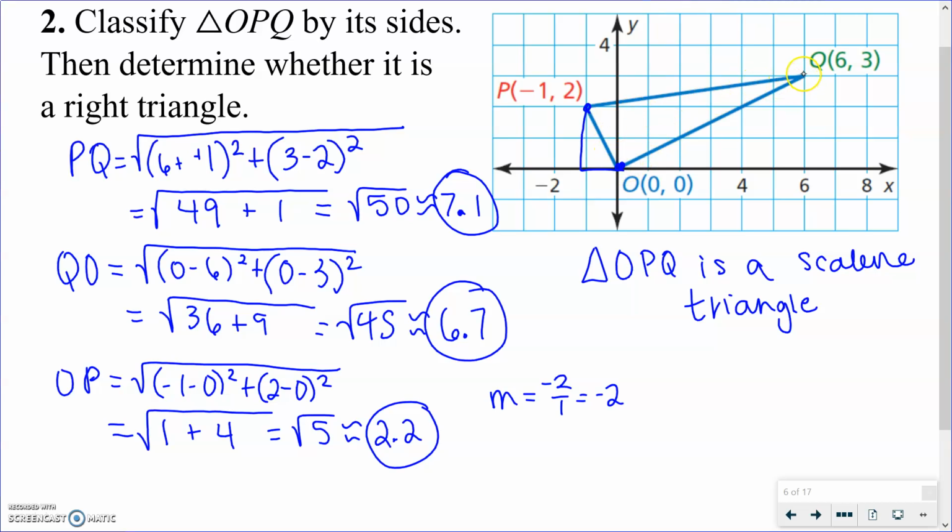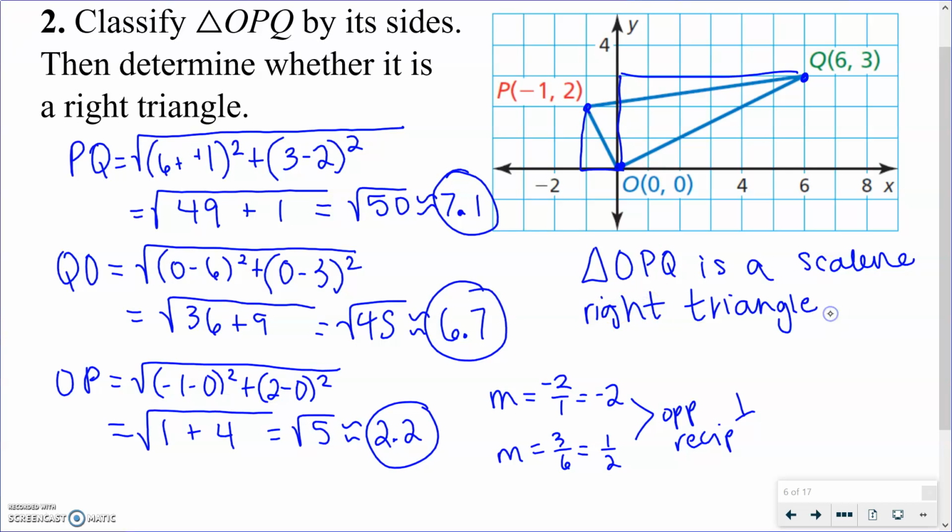And then I'm going to find the slope of OQ. And so you go up 3 and over 6. So 3 over 6, which is 1/2. They are opposites and they are reciprocals, which means they are perpendicular. So it is a right triangle. So it is a scalene right triangle. And then actually the better way to say that would be a right scalene triangle.